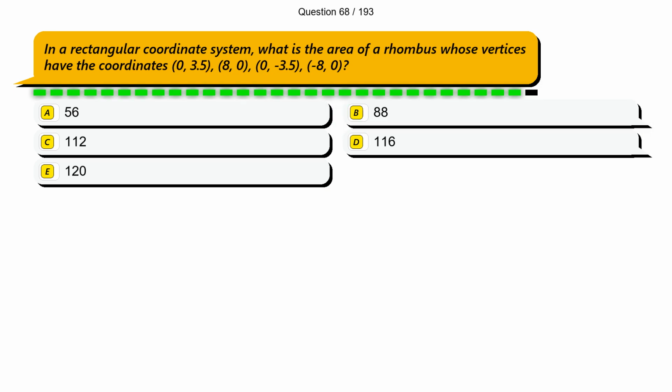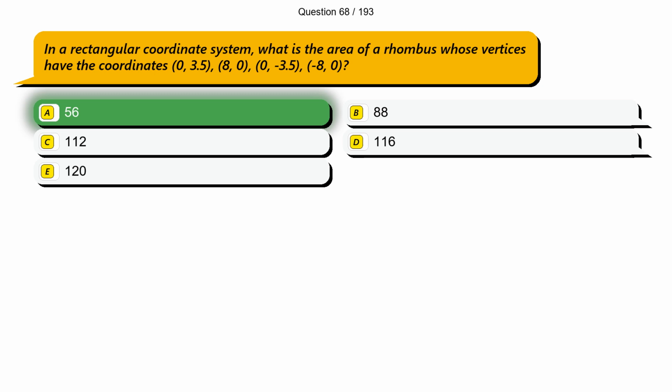Question 68. In a rectangular coordinate system, what is the area of a rhombus whose vertices have the coordinates 0, 3.5, 8, 0, 0, -3.5, -8, 0? Option A, 56. Option B, 88. Option C, 112. Option D, 116. Option E, 120.